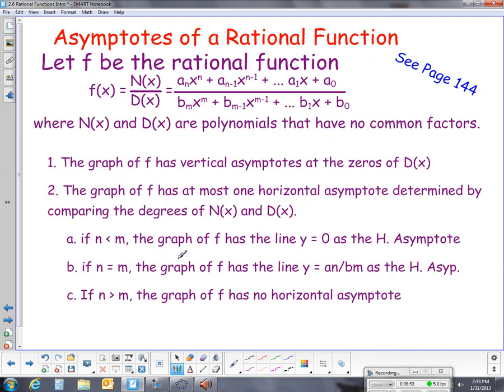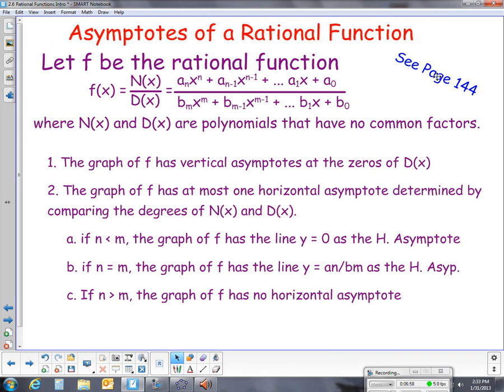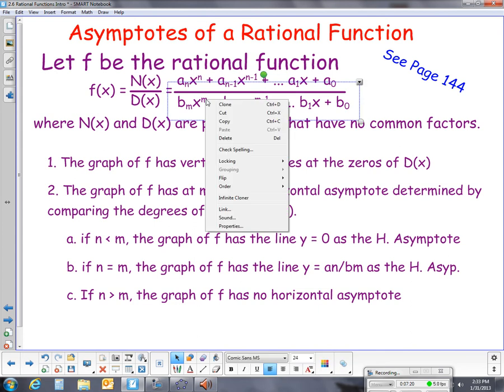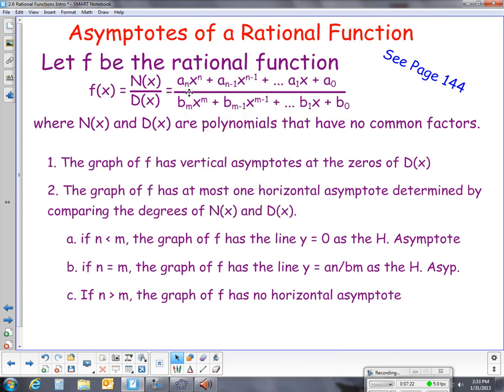So let's look at how we find these asymptotes. This is a lot of words, but I think it's important to understand how these work. This is all summarized on page 144. You should probably put a sticky note on page 144 in your book because you're going to need it for a while. So again, here's a rational function. We have some coefficient in front of our leading term. This would be the degree of the numerator, n, and this would be the degree of the denominator, m. We would be able to find the degrees of each, because the degrees are going to be what tells us what types of asymptotes we have.